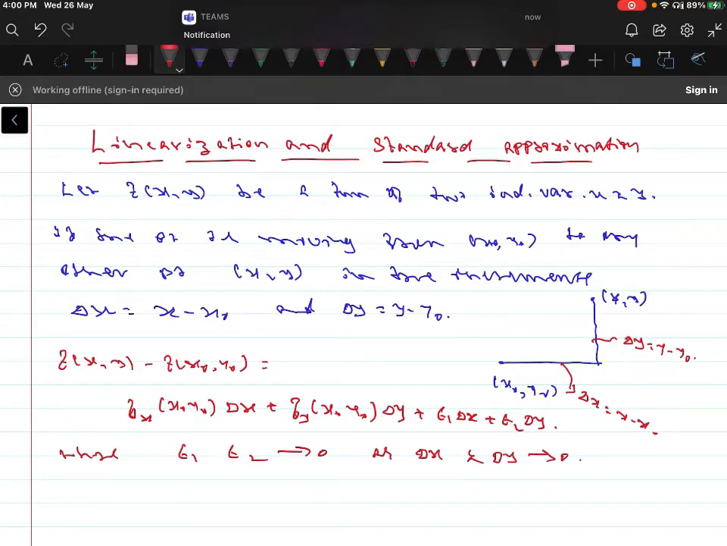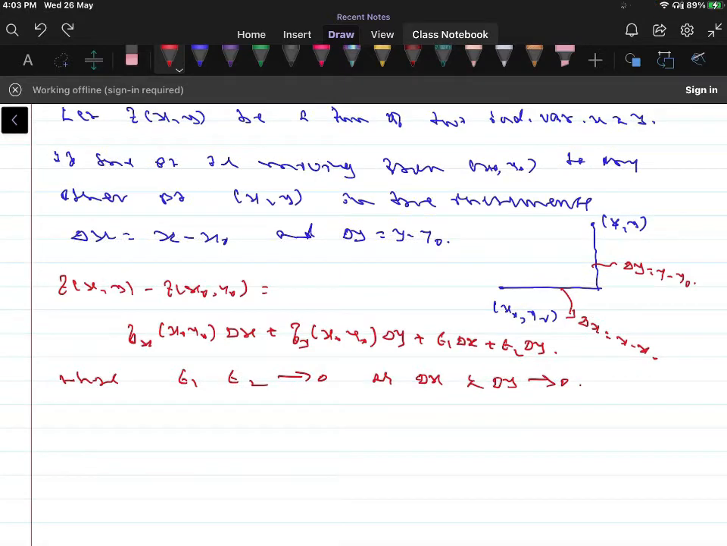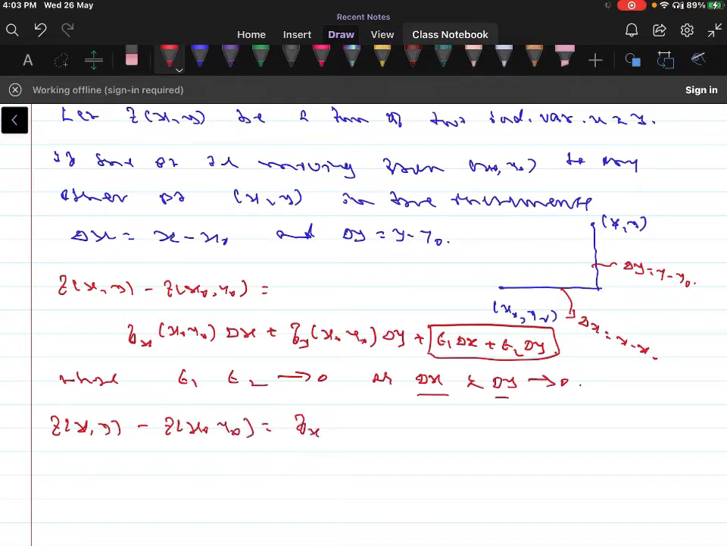Since delta x and delta y are very small, when they approach 0, epsilon 1 and epsilon 2 approach 0 and become negligible. So therefore, f of x comma y minus f of x naught comma y naught is equal to dou f by dou x at the point x naught comma y naught into delta x plus fy at the point x naught comma y naught into delta y, you can write.